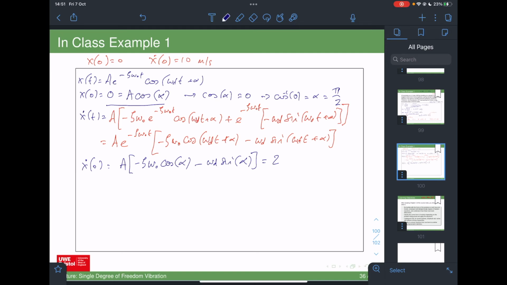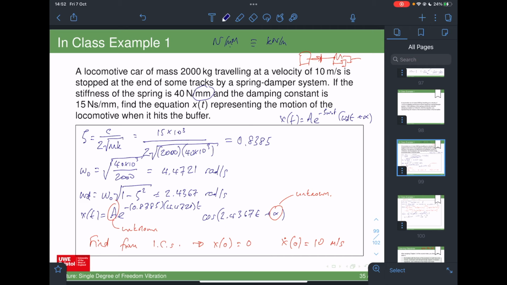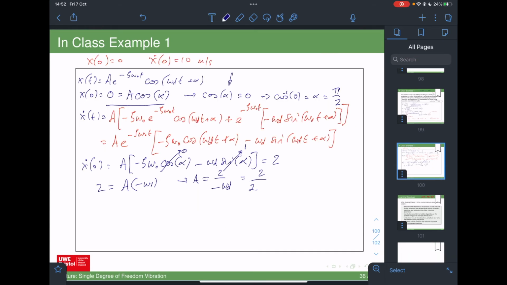What's cosine of alpha? It's just there, look. 0. Sine of pi by 2 equal to 1. Okay. And so this equation reduces down to A times by minus omega d. So therefore A is 2 divided by minus omega d. You've got 2 divided by 2.4367, minus. So if we do the sum, this comes out to be minus 4.104.